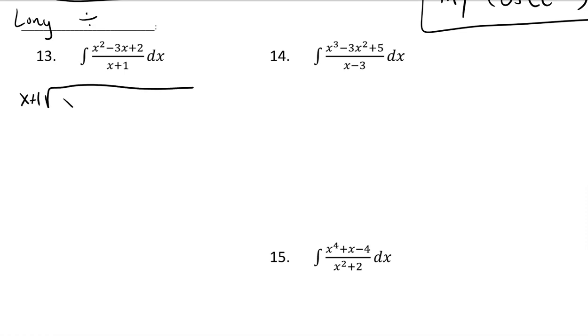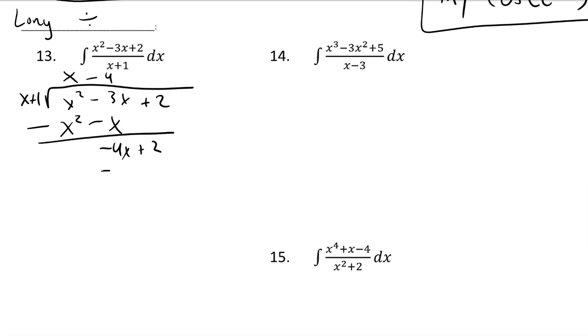If you divided this into this, x times x gives me x squared, x times 1 gives me x. You're subtracting this row, so change the signs. And then -4 times x gives me -4x. -4 times 1 is -4, but we're subtracting this row. Okay, so from long division, I can rewrite this as x minus 4 plus 6 over x plus 1.